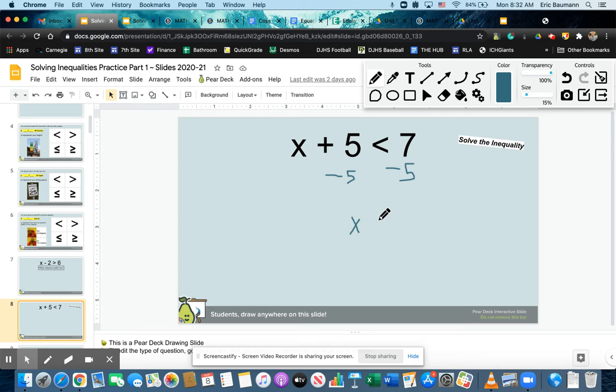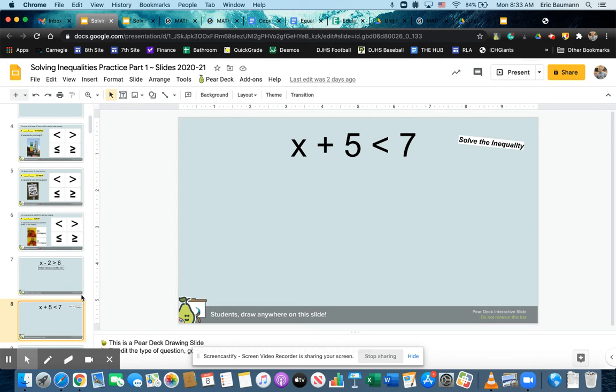For my inequality to be true, x has to be less than or equal to 2, right? Because if I said 2 plus 5, that would be 7. 7 is not less than 7. So if it's less than 2, like 1.8 or 3/4 or something like that, that would all work, as an example. Okay, let's try another one.